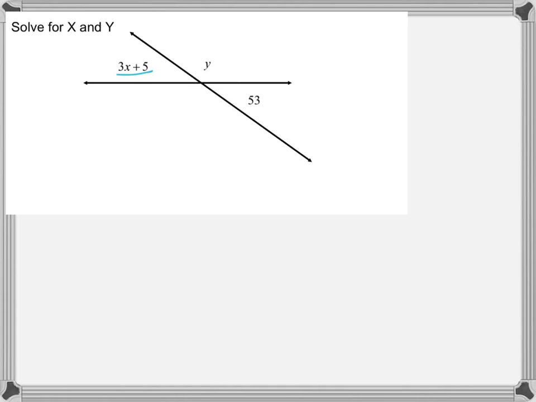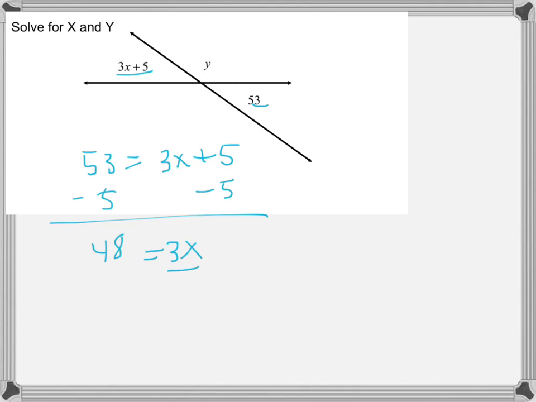So we know that vertical angles are equal, so I can set up this situation. 53 is equal to 3x plus 5. I can proceed to solve this. 3x must be equal to 48. Divide by 3. x is equal to 16.